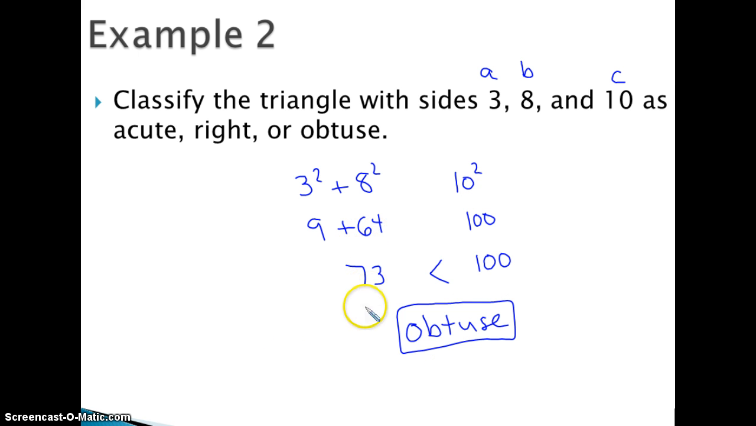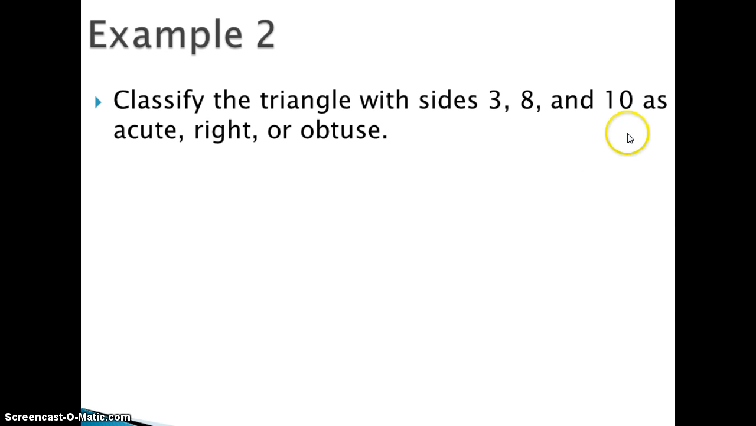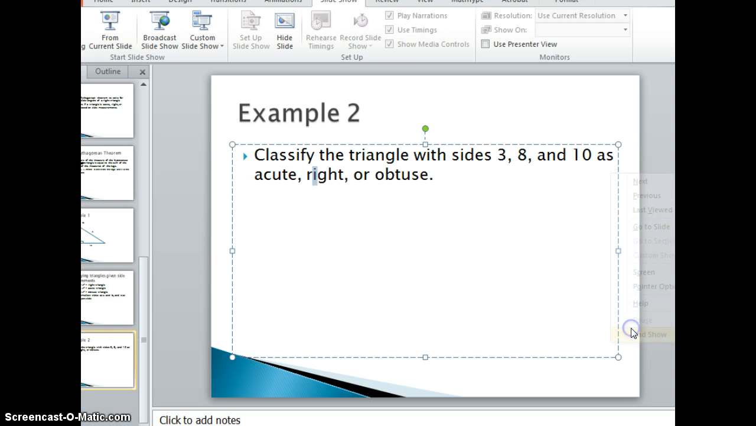And that's it for the notes. Again, our goals were to make sure that we know how to use the Pythagorean theorem to solve a problem, and also that we are able to classify a triangle based on only the side measurements.